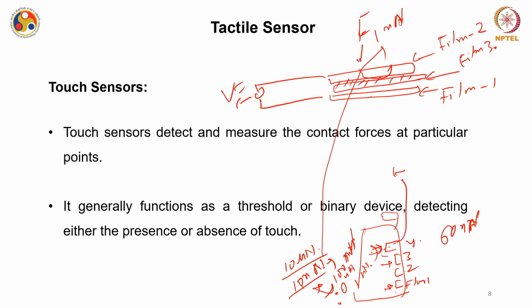So these touch sensors are basically a threshold device or a binary device which will respond if the applied force is beyond the threshold value. If it is beyond the threshold value, it will consider it as touch, and if it is less than that, it will take it as no touch.